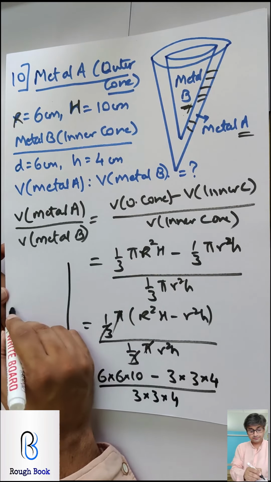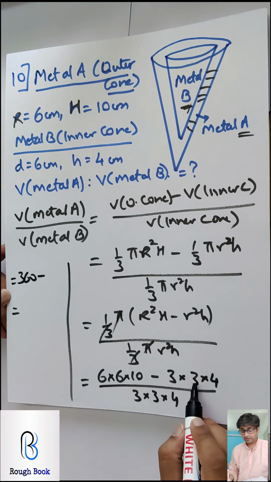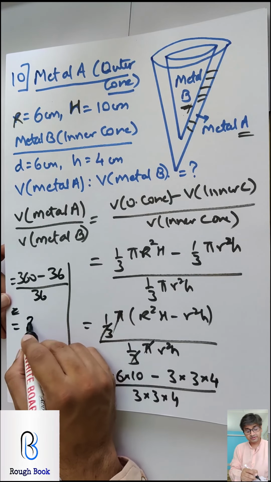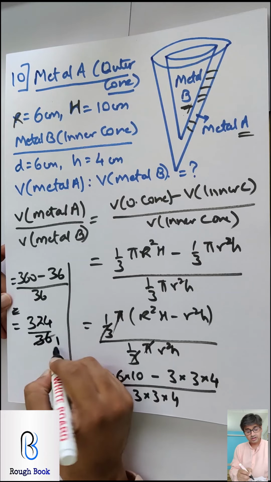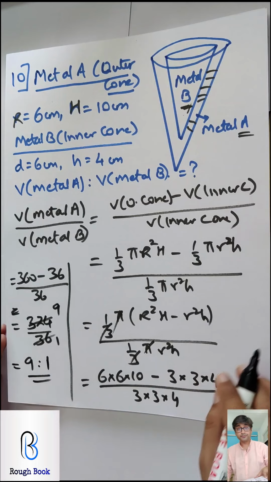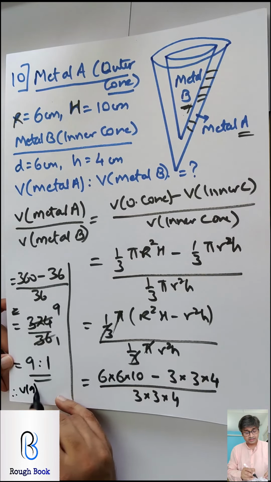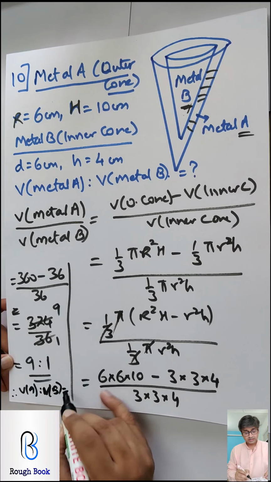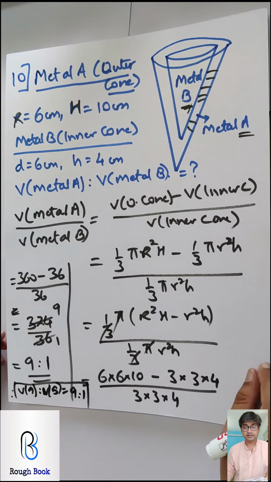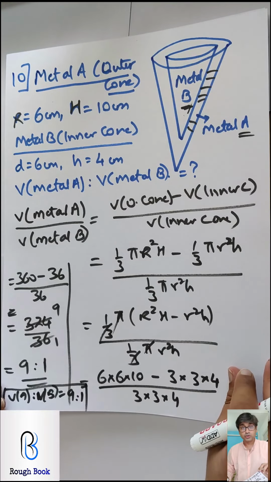So what do I get then? 6 6s are 36, 360, and 3 3s are 9, 4 9s are 36, upon 36. So what will I get the difference as? 324 by 36, 1 times 9 times, so 9 ratio 1. Did you get the same answer? Brilliant. In the end, please write, therefore volume of metal A ratio volume of metal B is equal to 9 ratio 1. Don't forget to write this last step, otherwise they will cut your marks. So better write it. I know I messed up slightly over here because of place, but please do it nicely.